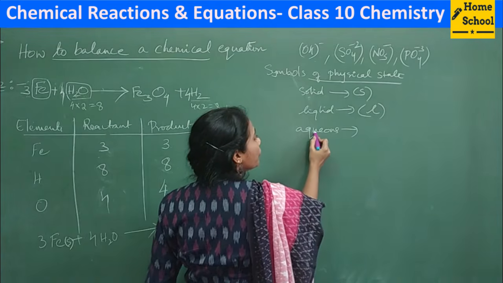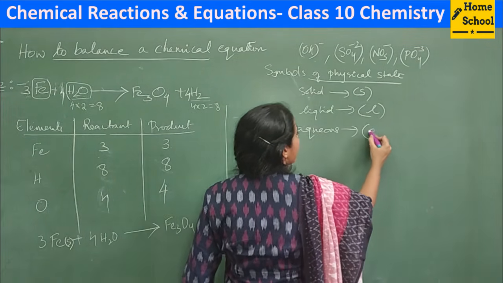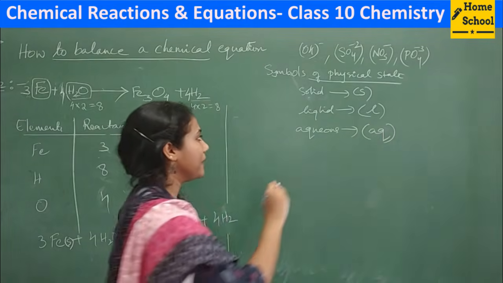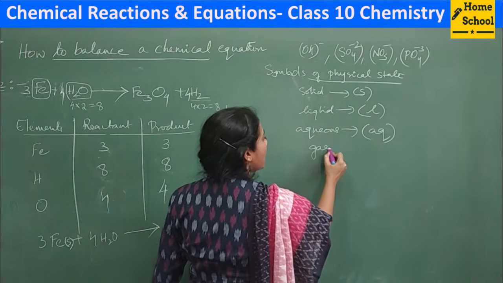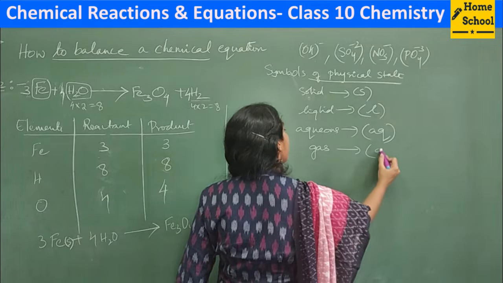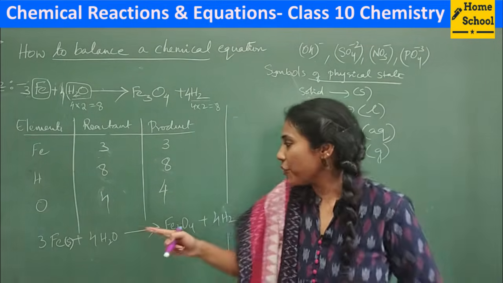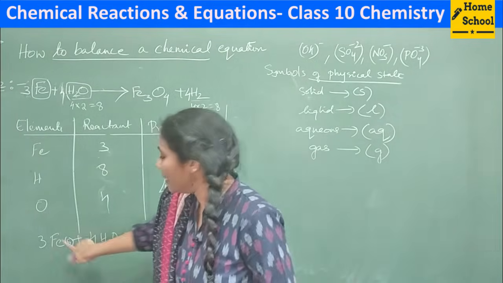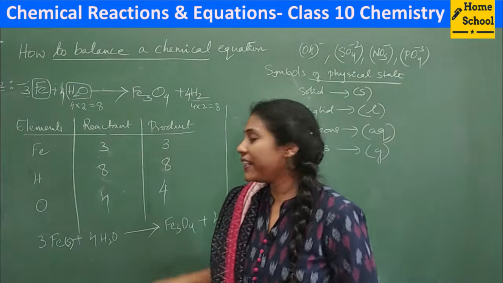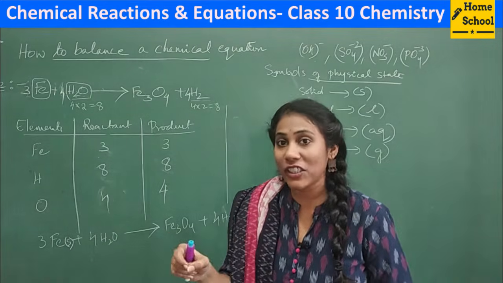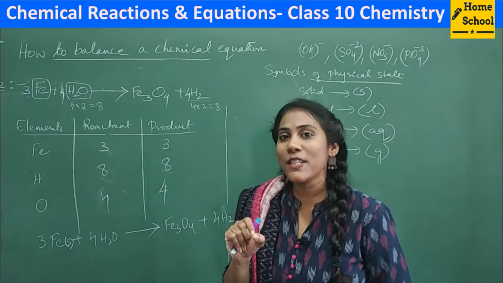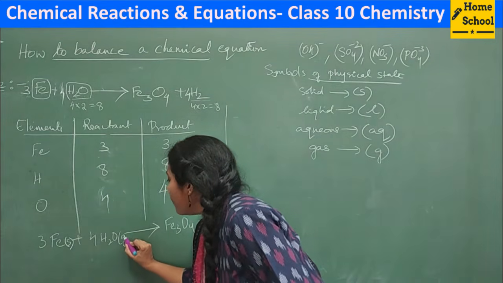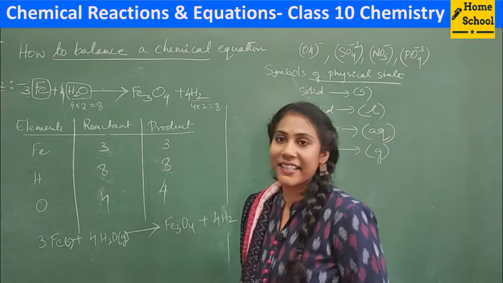If something is aqueous, we put the symbol as aq in the bracket. If some element or molecule is a gas, then we put the symbol as small g. Now iron, we all know exists as a solid, so we put the symbol s. And now H2O, here actually steam is used in the reaction. Steam in the sense, gas form, no? So here H2O is in the form of vapor, gas, so g I can use.